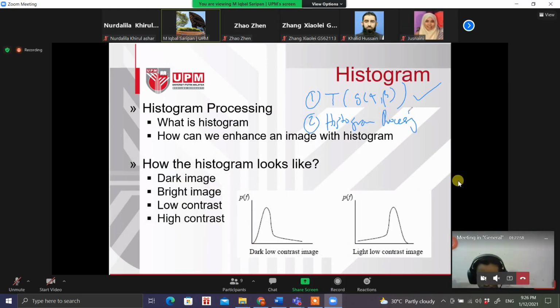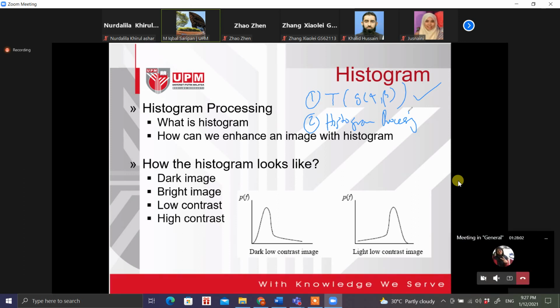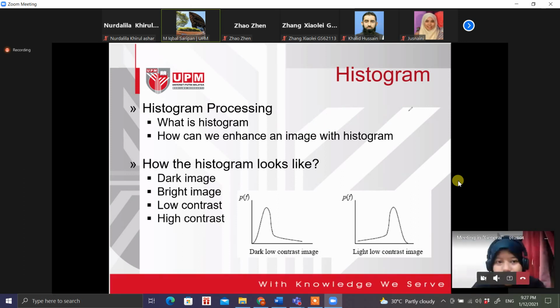Histogram processing. First of all, you need to understand what histogram means. Histogram, if I want to explain that in words, it means the frequency of the bits or the colors that appear in the image, and the frequency, how many times.